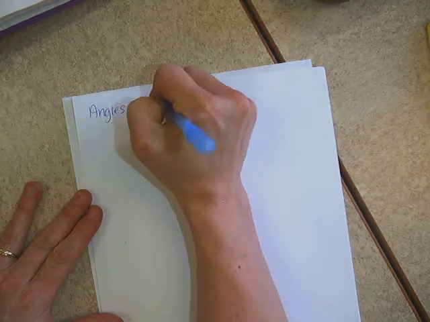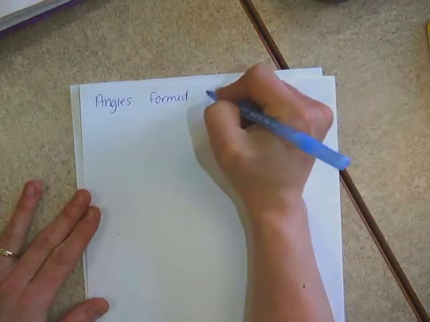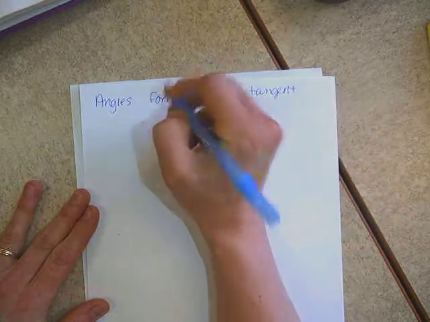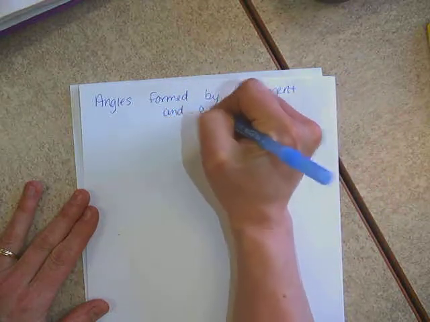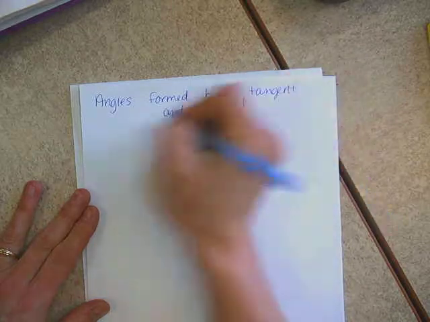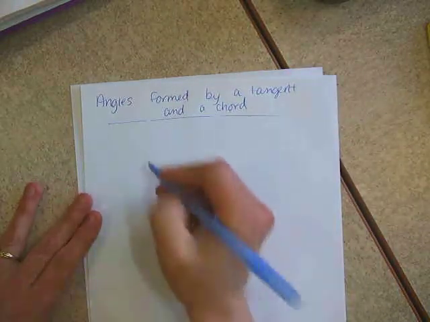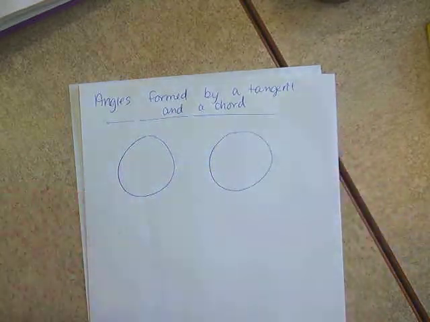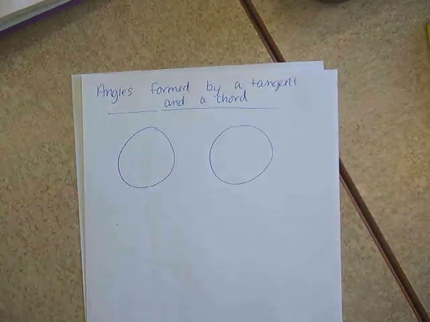So the last thing we're going to look at, one more theorem and one more example, and then I'm going to give you time to work. Angles formed by a tangent and a chord.